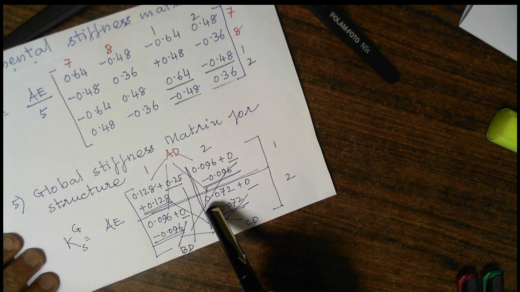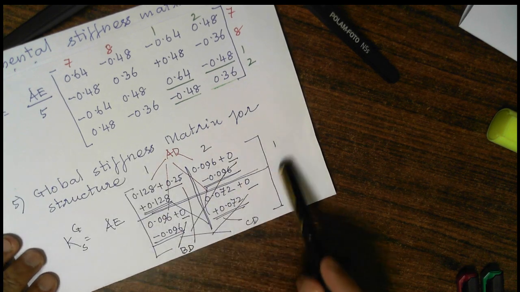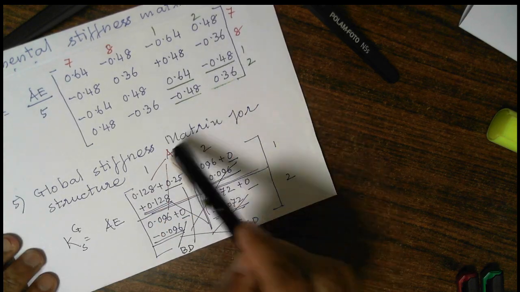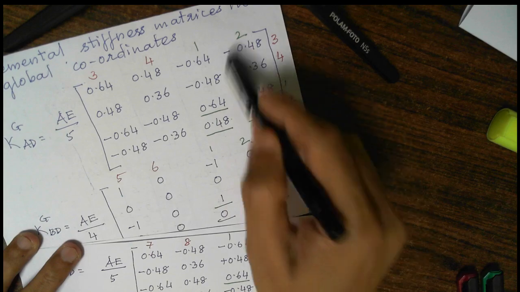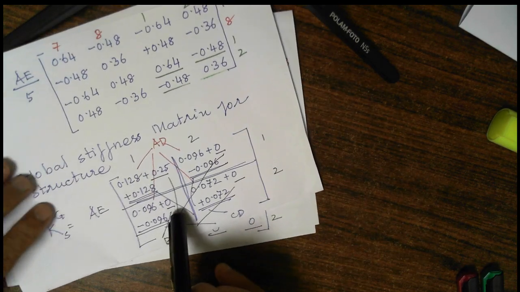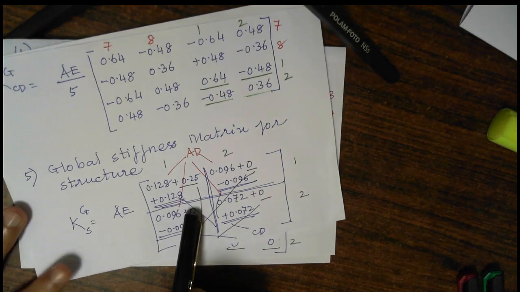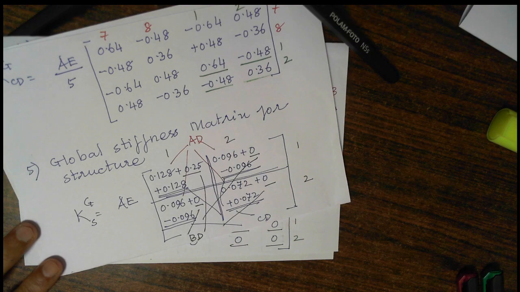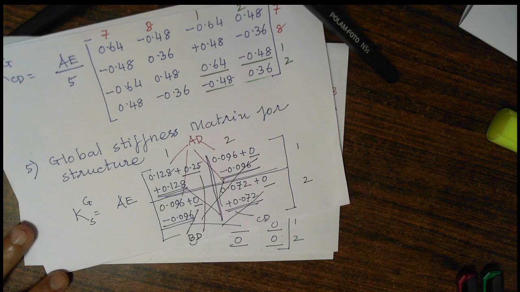This is the structure stiffness matrix in global terms. I have mapped it from all the elemental stiffness matrices. This is the most important procedure to be carried out, and all of you have carried it out for beam elements a number of times.